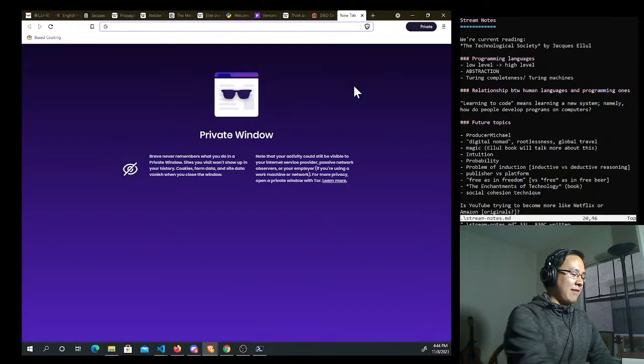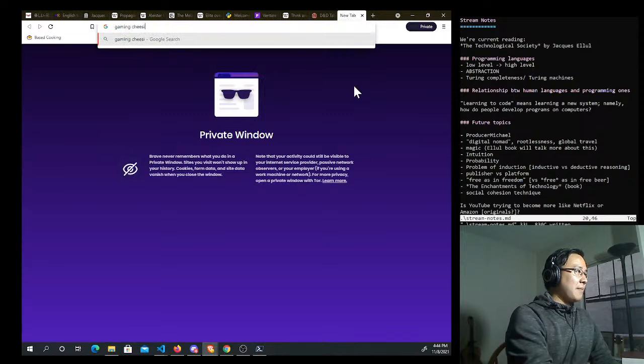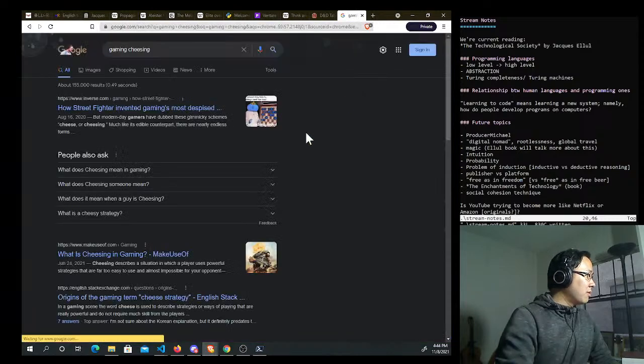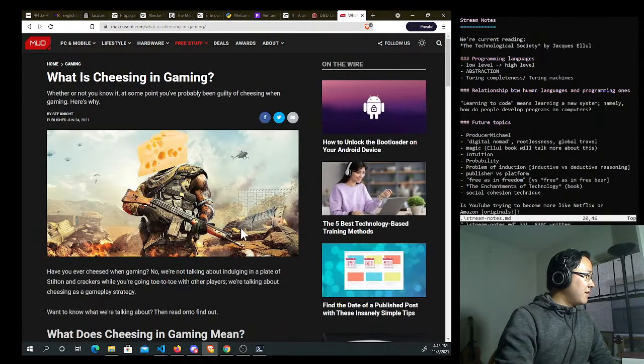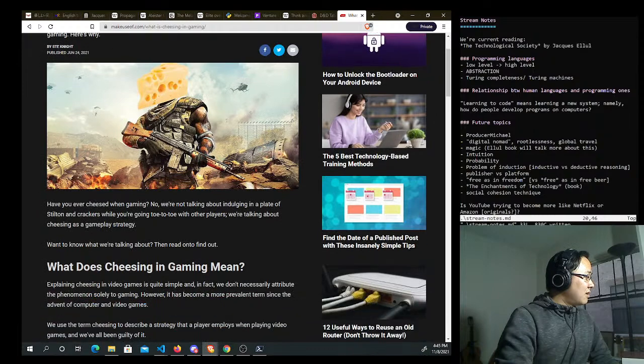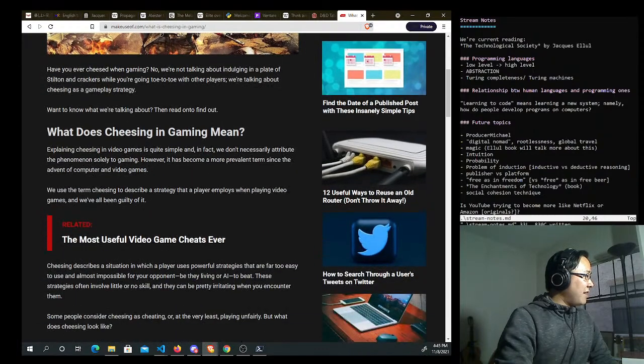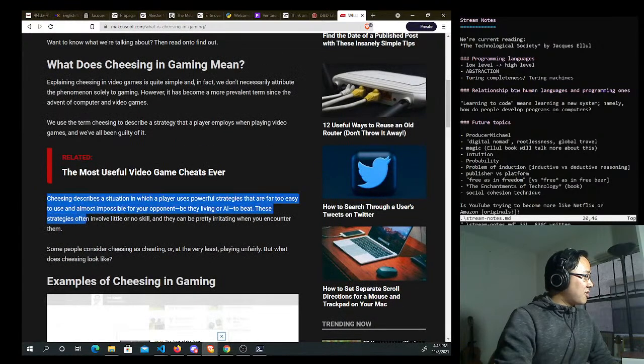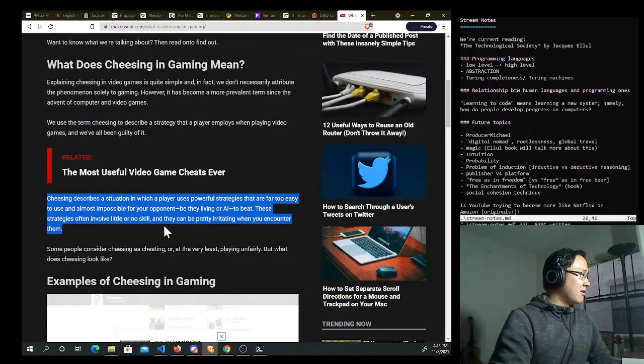A lot of games, I know this from StarCraft, there's this thing called cheesing. Look up the term. Let's look at this site. What is cheesing in gaming? What does cheesing in gaming mean? Cheesing describes a situation in which a player uses powerful strategies that are far too easy to use and almost impossible for your opponents, be they living or AI, to beat. These strategies often involve little or no skill, and they can be pretty irritating when you encounter them.